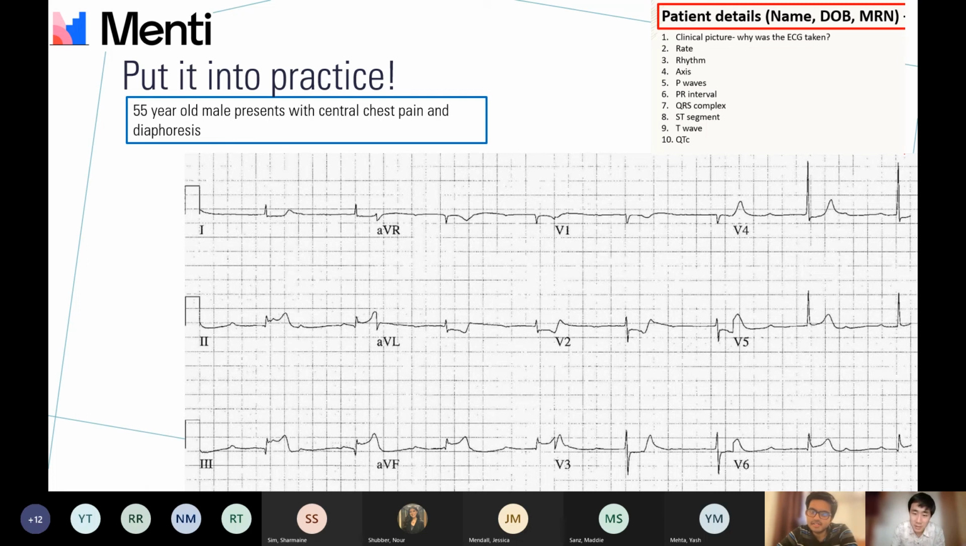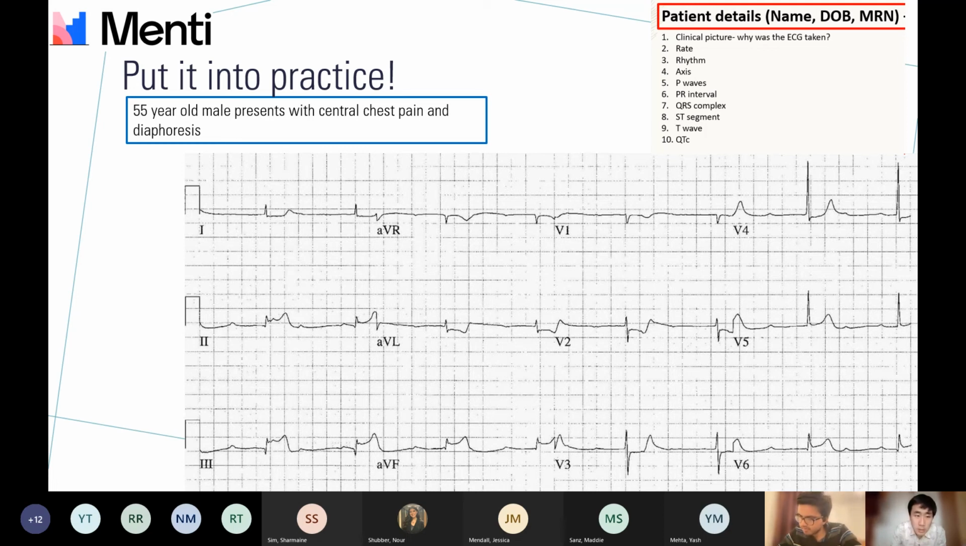If you want to stay at the end, I can talk you through bits that you're finding difficult, and I'd be very happy to do that. So let's start with the rate, rhythm, and axis. Okay. So rate 48 beats per minute. Absolutely right. Well done. So you've counted 1, 2, 3, 4, 5, 6, 7, 8. 8 times 6, 48. Lovely.